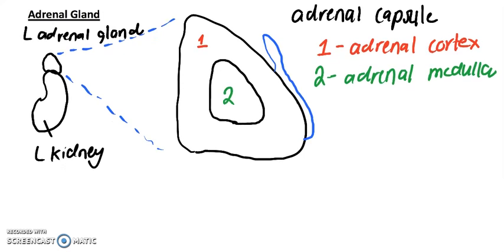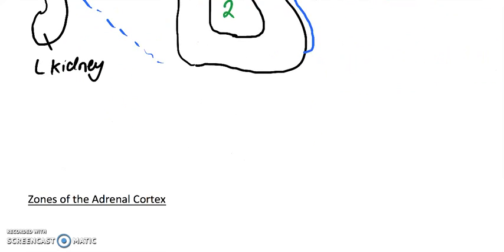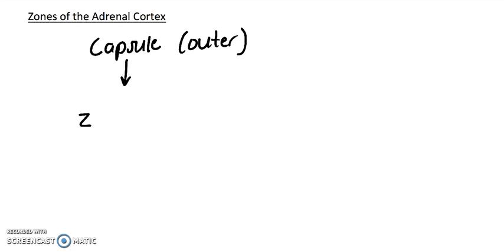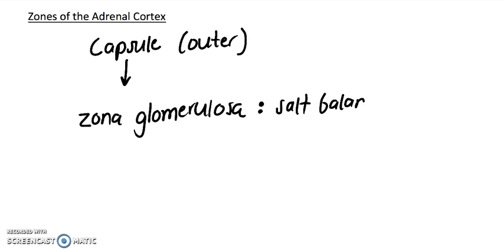And your adrenal cortex actually has 3 layers. Let us quickly discuss these 3 layers, starting from the outside. So we know the most outer layer is the capsule. This is going in the direction of outer. After that, the first zone is called zona glomerulosa. The hormones secreted here are for salt balance, salt and mineral balance. An example of a hormone produced here is something called aldosterone.